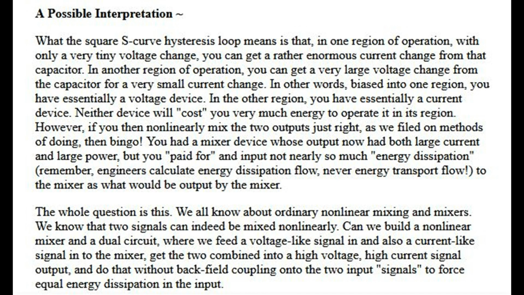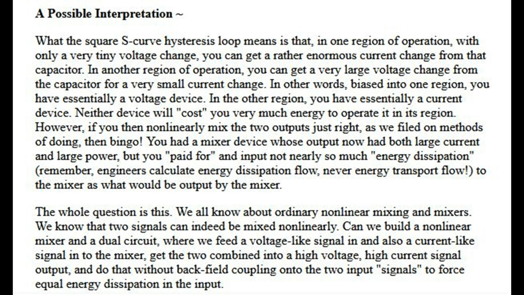A possible interpretation: what the square S-curve hysteresis loop means is that, in one region of operation, with only a very tiny voltage change, you can get a rather enormous current change from that capacitor. In another region of operation, you can get a very large voltage change from the capacitor for a very small current change. In other words, biased into one region, you have essentially a voltage device. In the other region, you have essentially a current device.